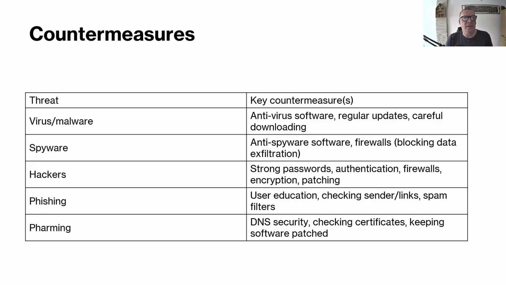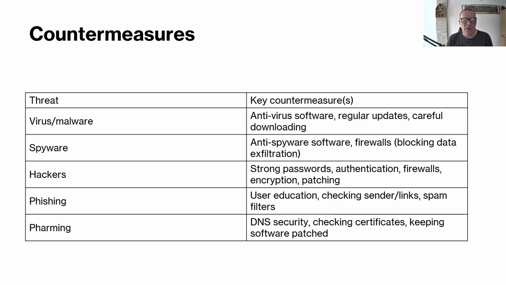So which threat is countermeasured by which approach? Viruses and malware, we can use antivirus software, regular updates, and being careful about what you download and where you download from. Spyware can be dealt with by anti-spyware software, also helped by firewalls that block data going out by checking what's going out and looking for anything suspicious that's being sent out. To prevent hacking, you can use strong passwords, authentication levels, firewalls again help, encrypting your data and patching the system with fixes for vulnerabilities.